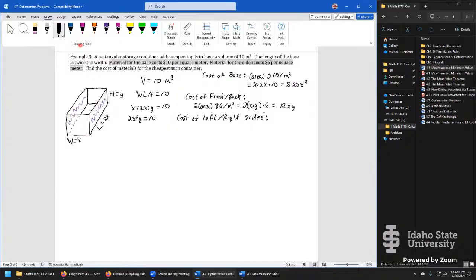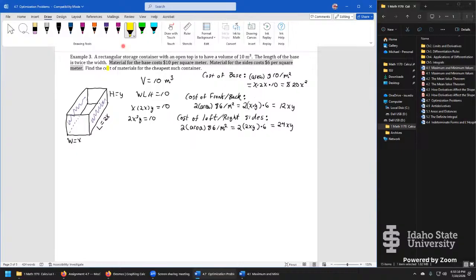And same idea as what we did before. We want to take 2 times the area, since there's 2 panels. The rate is still $6 per meter square. So when we find the area, only difference this time is its length, 2x times y, so it's 2xy this time, times 6. So this is altogether 24xy.